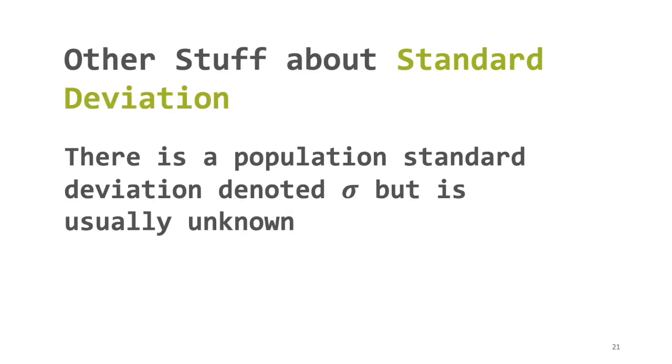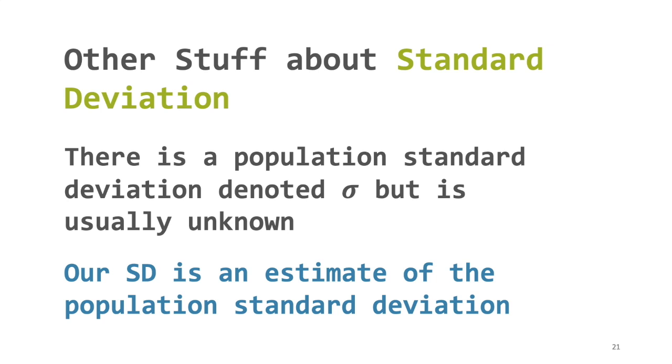So other things to know about the standard deviation. First, there is a population standard deviation that's denoted with a sigma. It looks like a cursive O. But it's usually unknown. We usually don't know what it is, but it exists. It exists out there. If we could measure every single person in the population, we could calculate the standard deviation. We usually don't know it. So our SD is usually an estimate of the population standard deviation. And just like other estimates, we don't always know how good it is. But if we collect our sample correctly, according to statistical theory, it should estimate it pretty well.